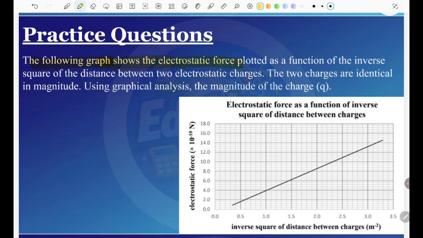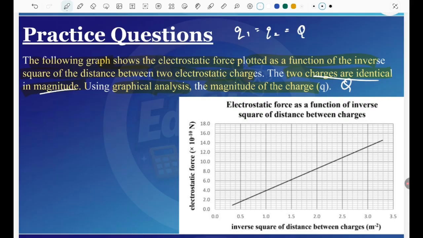The following graph shows the electrostatic force plotted as a function of the inverse square of the distance between the two electrostatic charges. The two charges are identical in magnitude. Using graphical analysis, we have to find the magnitude of the charge, so we have to find Q. They mentioned that both charges are identical, so Q1 is equal to Q2, which is equal to Q. Here we have to take Q, not Q square, because Q square goes to the root, as we basically have to find Q.